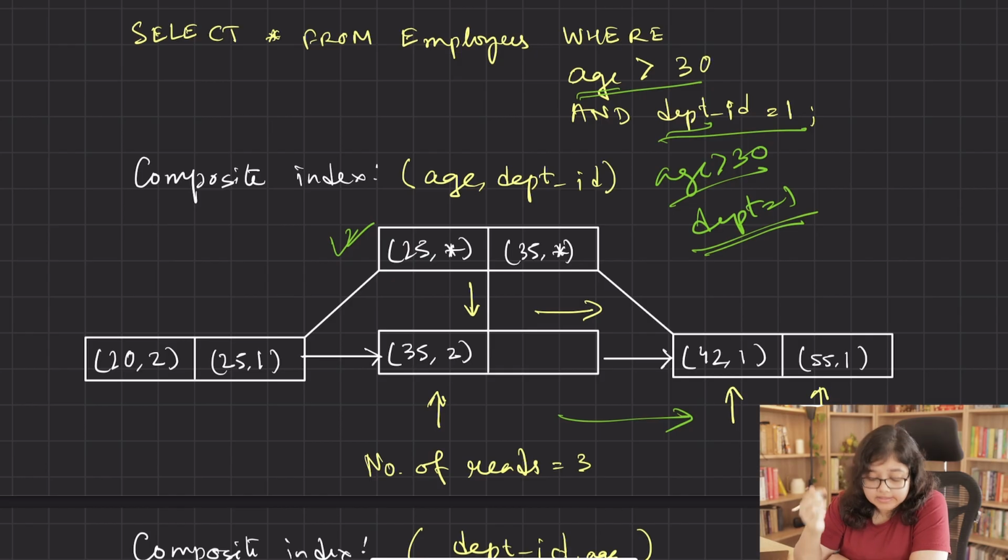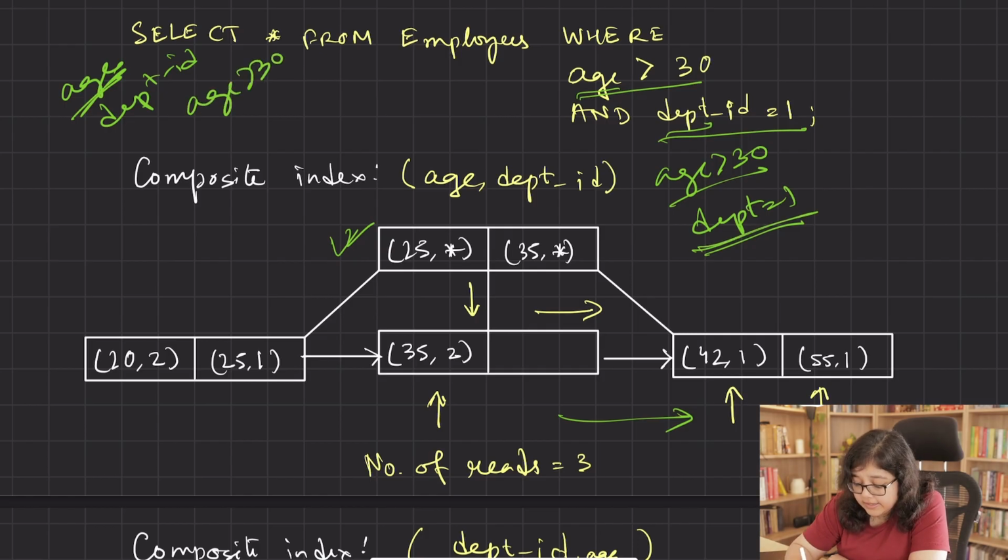Once the optimizer encounters the range condition on age, it cannot continue filtering based on department ID during index traversal. Instead, it reads all the rows that match age greater than 30, and then applies the filter department ID equals 1 in memory, thus making this index not as efficient as expected.